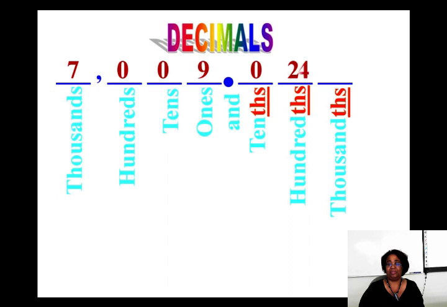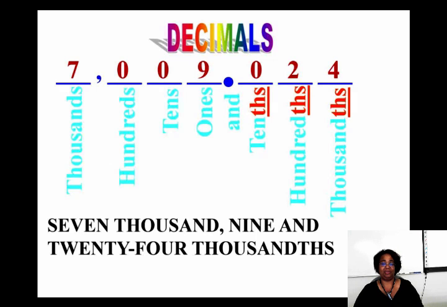Now what about this one with all these zeros? 7,009 and 24 thousandths. Good. Don't let all those zeros make you crazy. So 7,009, and I still put a comma where there's 7,000, even though I'm just going to have a 9. And 24 thousandths.